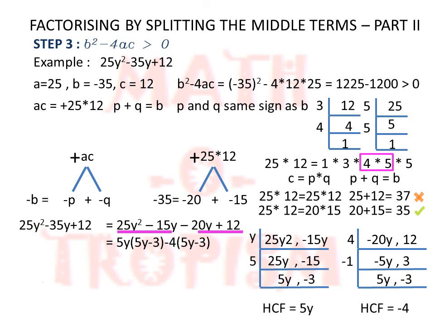First two terms have the common factor of 5y. So 5y, and then I open the bracket and write the balance inside directly. So 5y into 5y minus 3. Similarly, HCF is minus 4, so I put a minus 4, and then what is remaining? 5y minus 3. So again that is put inside a bracket. So it comes to 5y into 5y minus 3 minus 4 into 5y minus 3. 5y minus 3 is common. When I take it outside, balance remaining is 5y minus 4. So 25y square minus 35y plus 12 is going to be split into 5y minus 3 into 5y minus 4.